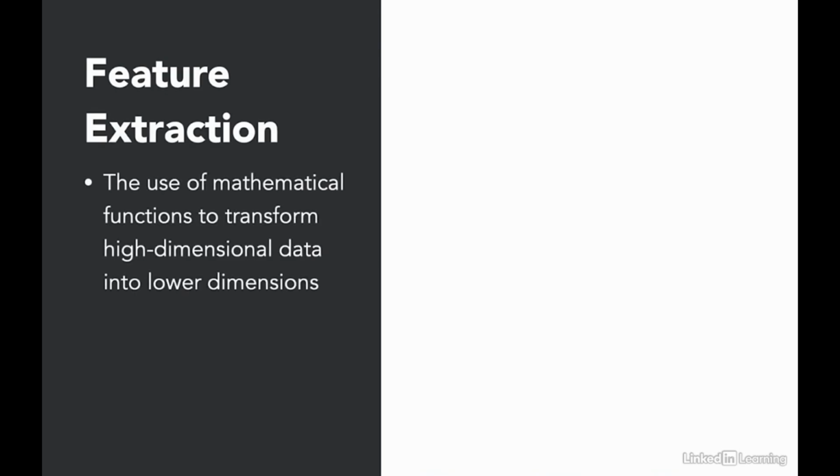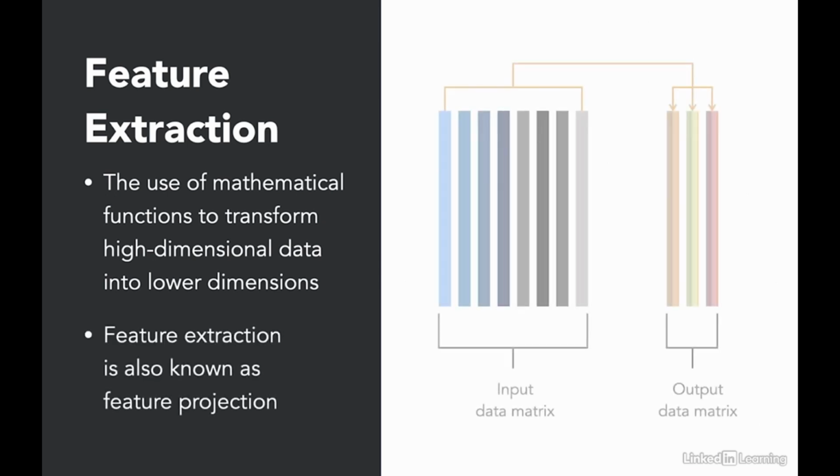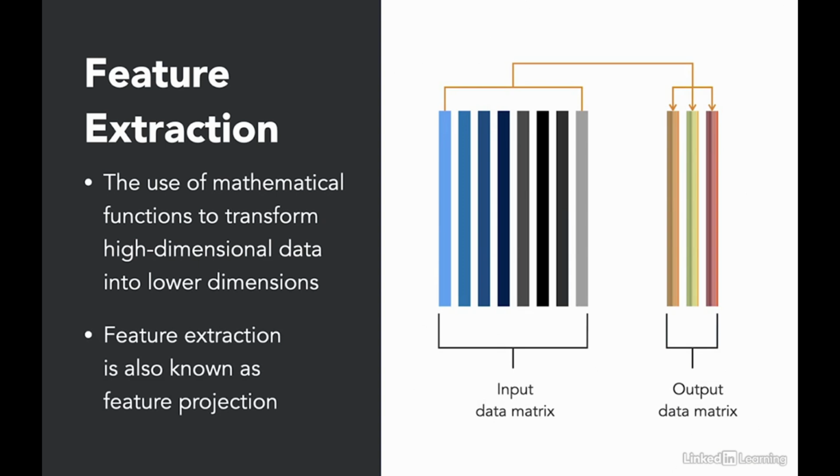With feature extraction, our goal is to use mathematical functions to transform a dataset with high dimensionality to one with low dimensionality. Unlike feature selection, where the final set of features is a subset of the original set of features, the feature extraction process results in a final set of features that are completely different from the original set. The new features are simply a projection of the original ones. This is why feature extraction is also known as feature projection.